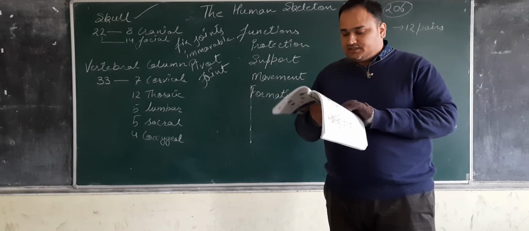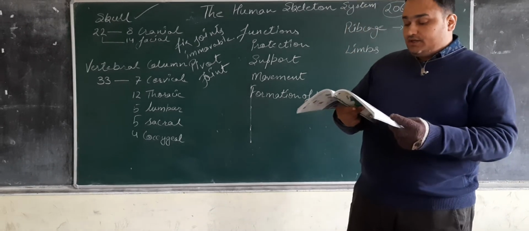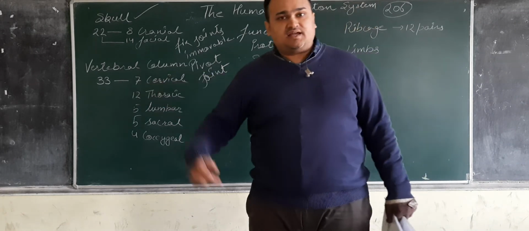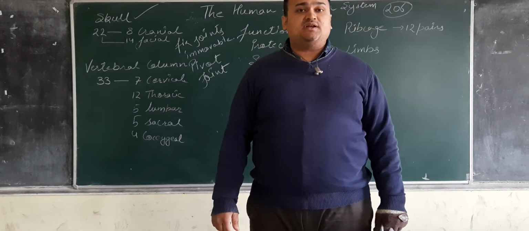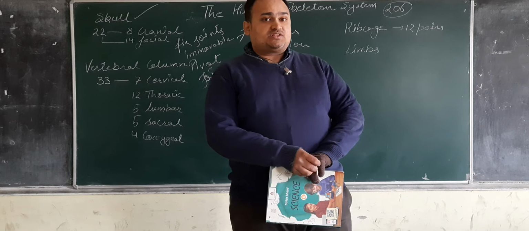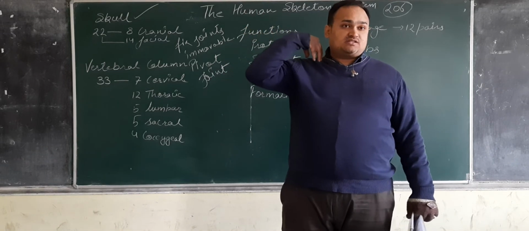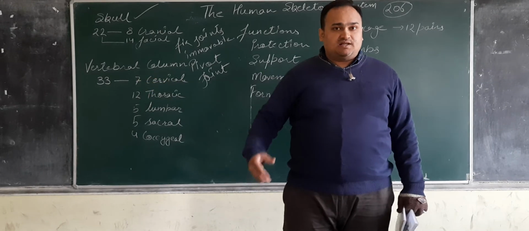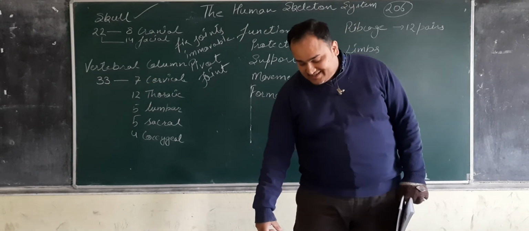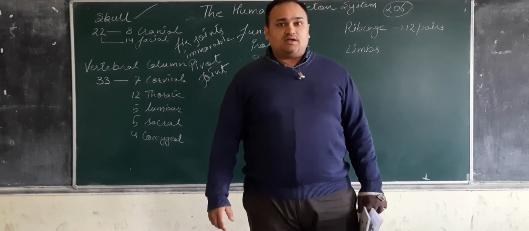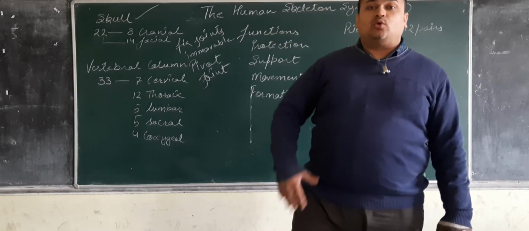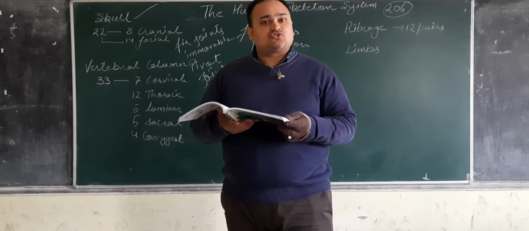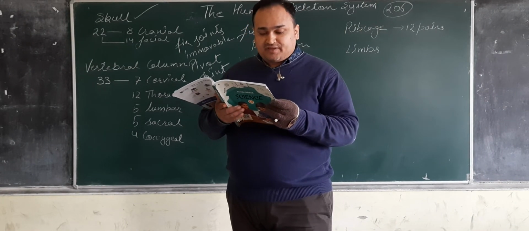Last but not least, the bones and joints we are talking about are the limbs. Limbs mean hands and feet. When I am talking about limbs, the arm starts from here, the shoulder, and ends at the fingers. Similarly, the leg starts from here, the hip, and ends at the toes. There are multiple bones inside it. If you look at the diagram on page number 106, you will be able to understand.